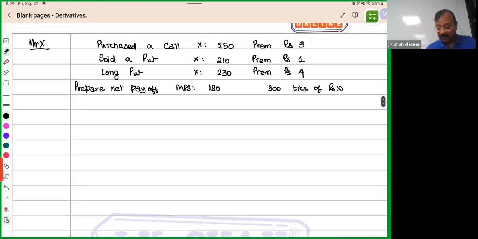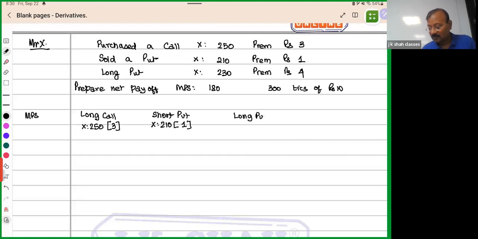You will have market price, then you will have a payoff for long call with a strike price of 250 with a premium of 3, short put with a strike price of 210, premium of rupee 1, long put, strike price 230, premium of 4, net. Understand? Sums will come like this in the exam. So here you don't have the space or the time to do in the money, at the money, exercise, lapse. There is no time for all this. Prepare it the way I told you.